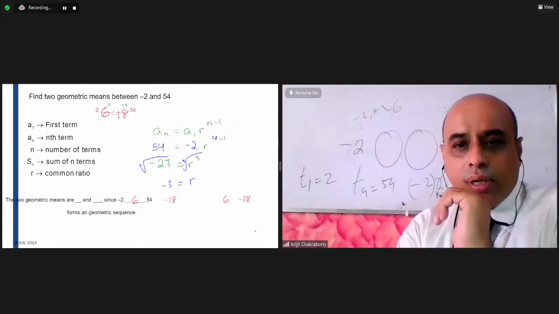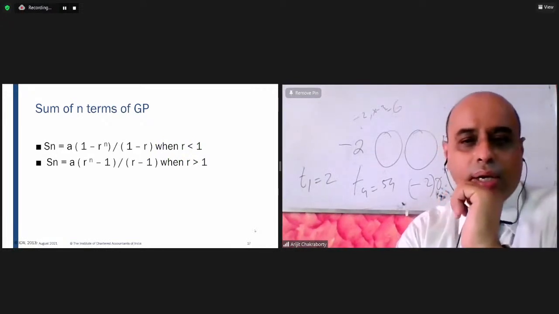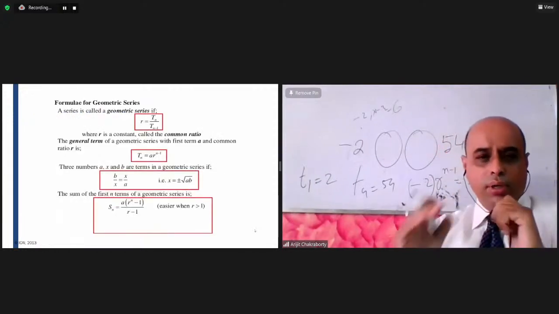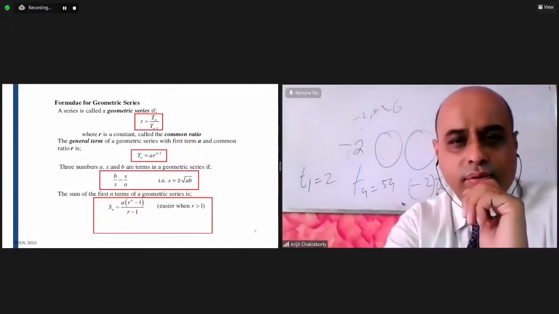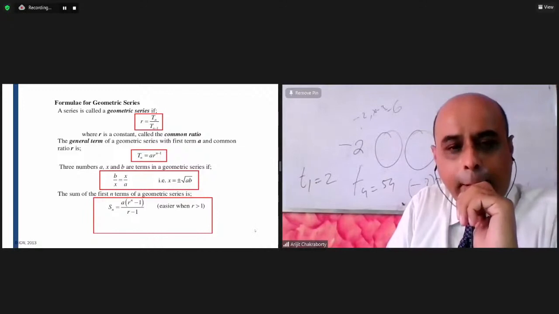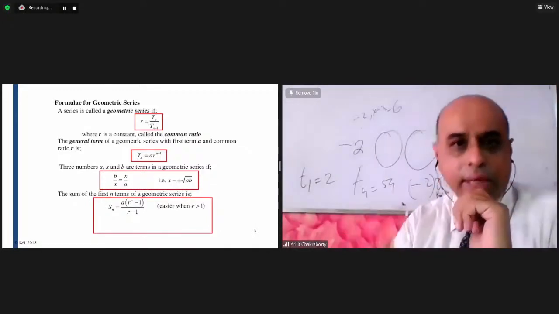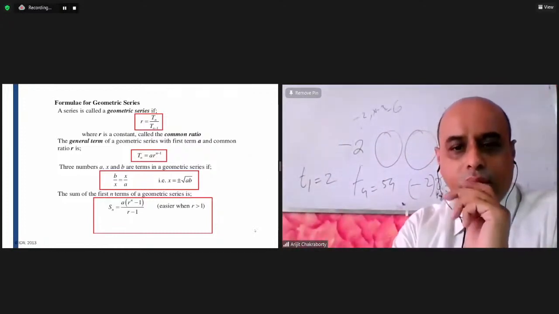Now let us take the next one. We have already checked the sum when R is less than 1, and the sum when R is more than 1, the summation formula. So one more example: in the first box you can see the formula Tn equal to A into R to the power n minus 1. The next formula is Sn equal to A into R to the power n minus 1 divided by R minus 1.